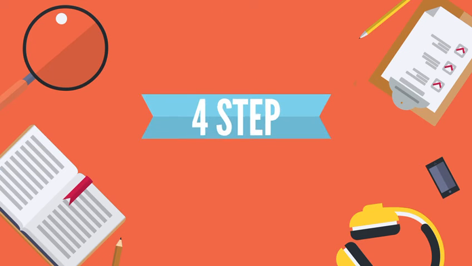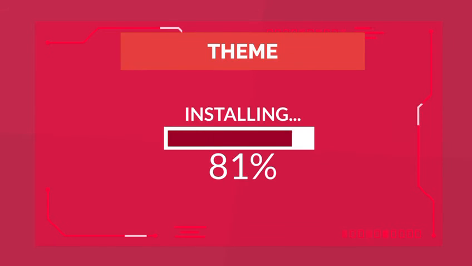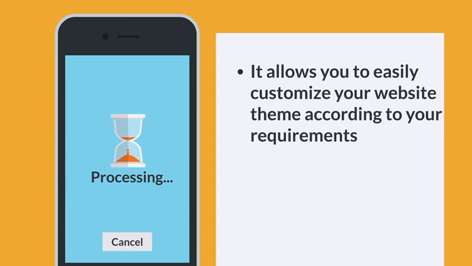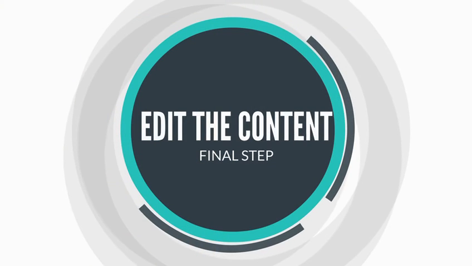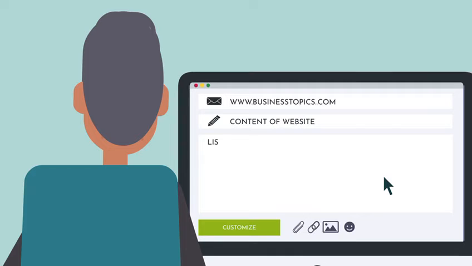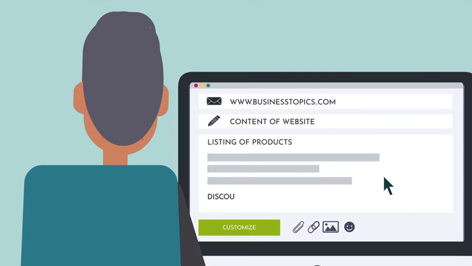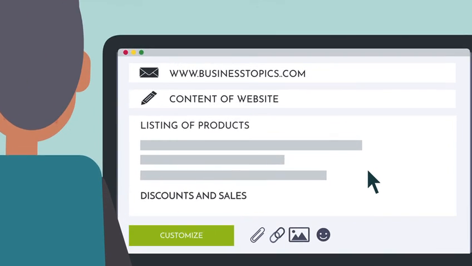Now next, the easy fourth step is to install a theme, and it allows you to easily customize your website theme according to your requirements. You can now go to the final step, edit the content. So if you want to change any content and logo, you can easily do it through the Customize button.